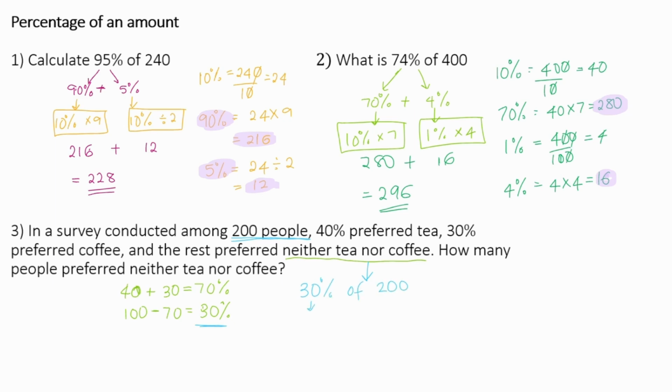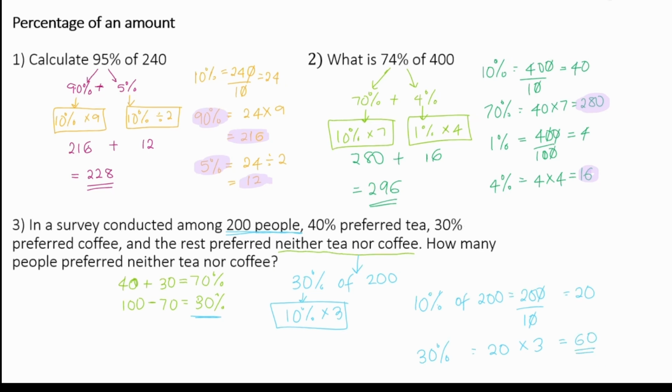And in order to find 30%, we first find 10% and then multiply it by 3. So 10% of 200 means we can take 200 and divide it by 10, and that gives us 20. So to find 30%, we take our 20 and multiply it by 3, which gives us 60. So 60 of the people preferred neither tea nor coffee.